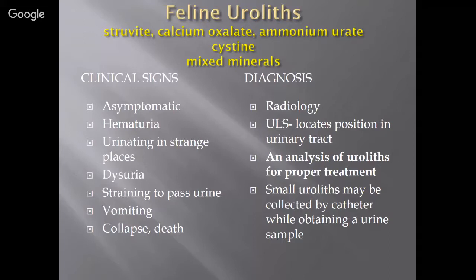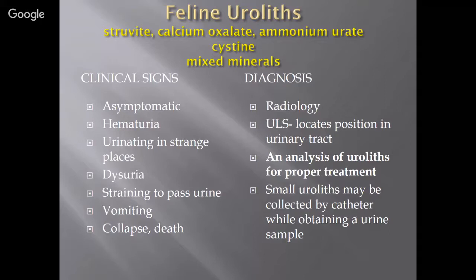Diagnosis is through radiology or ultrasound, which can help us locate the position within the urinary tract. We can do analysis of the uroliths, so we can take uroliths out, or if they urinate them out, we can analyze them, send them away. We need to do that because sometimes these uroliths are made of mixed minerals. So that could be calcium oxalate in the center, and then have a layer of struvite, then have a layer of calcium oxalate, then a layer of struvite. And so in order to properly treat it, we need to know what it is.